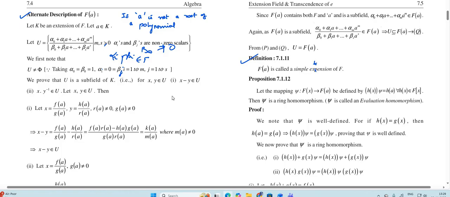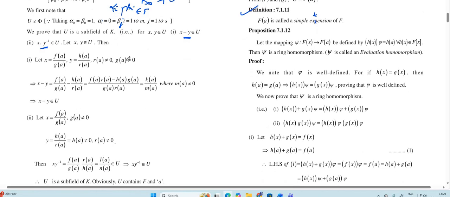So it is non-empty, and you consider two elements to show that it is a subfield. We need to show this condition with regard to addition, and this condition with regard to multiplication. So two elements, we shall take them as X and Y, F(A) by G(A), H(A) by R(A), with R(A) non-zero and G(A) non-zero. When you consider X minus Y, when you take the LCM, this is what you get. There will again be an expression in A, and in the same way in the denominator. And the denominator is non-zero because both R(A) and G(A) are non-zero.